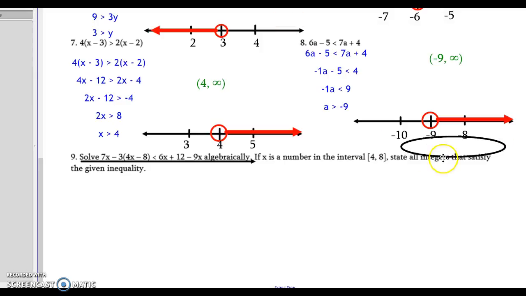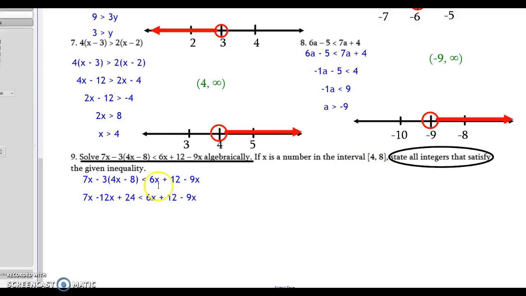Whoa, circle's way off. So pause the video now, try to solve algebraically, and try to determine which of the solutions here are part of the interval from 4 to 8 inclusive. I'll try to show this one in stages because it's a little bit more involved.